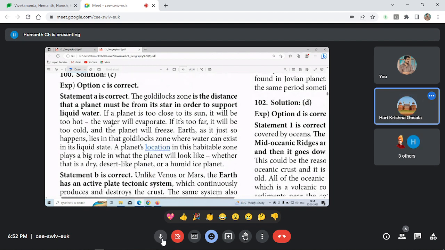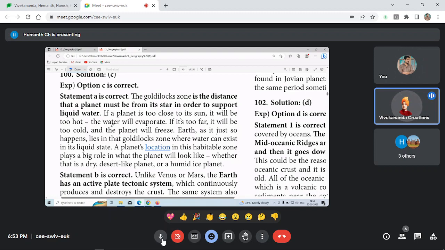Goldilocks zone is the distance that a planet must be from its star in order to support liquid water. If a planet is too close to its sun, it will be too hot and the water will evaporate. If it's too far, it will be too cold, and the planet will freeze. Earth, as it just so happens, lies in the Goldilocks zone, where water can exist in a liquid state. A planet's location in the habitable zone plays a big role in what a planet will look like, whether a dry desert-like planet or a humid ice planet. Okay.